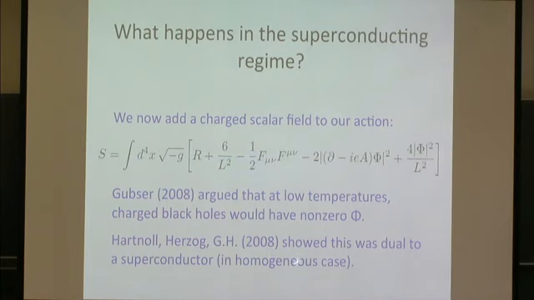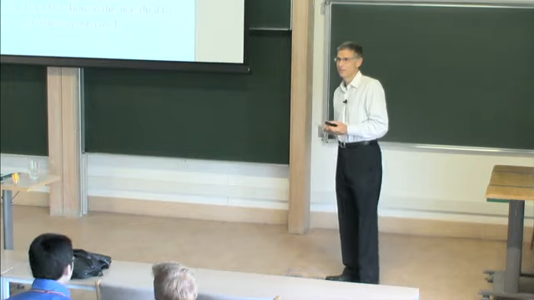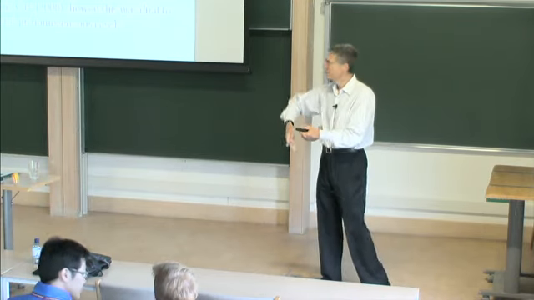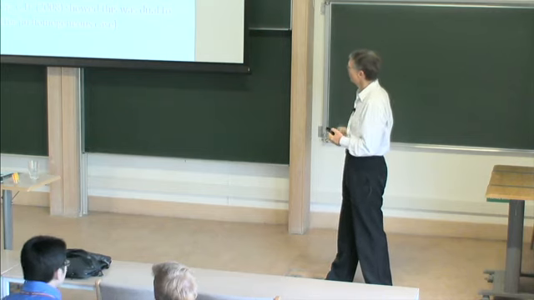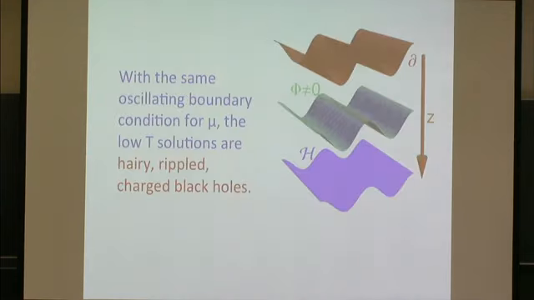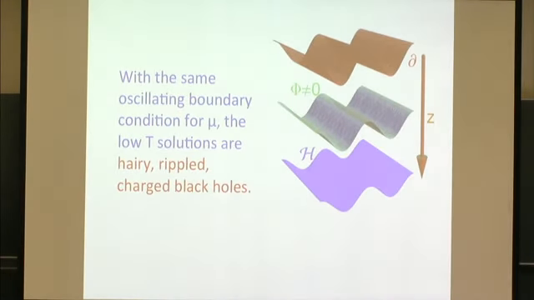Chris Herzog, Sean Hartnoll, and I then followed up and showed that this was, in fact, dual to a superconducting phase transition. You have a second-order phase transition. The DC conductivity becomes infinite. Everything that you would expect. This is the holographic superconductor. And so we impose our same oscillating boundary condition for mu, and numerically find the solutions, which at low temperatures now have non-zero scalar field, a rippled horizon. These are hairy, rippled, charged black holes.